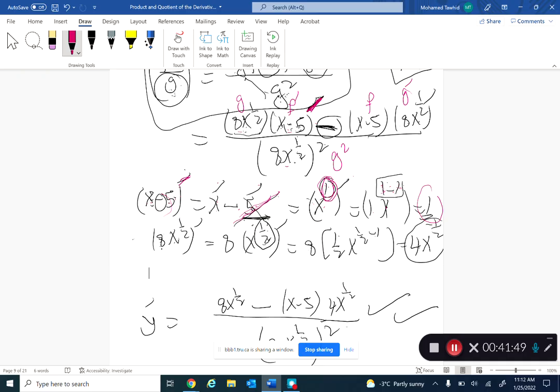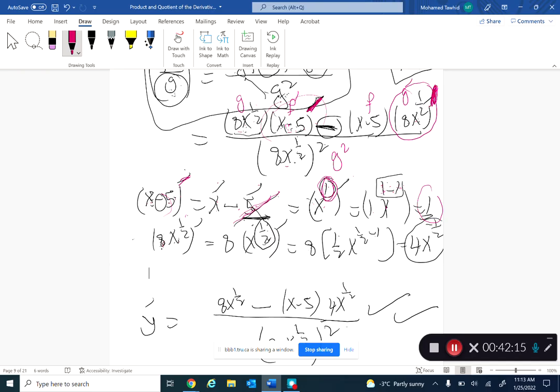Then I go back here, x minus 5 prime, I replace it by 1. So that is 1, multiplied by 8x to the power 1 over 2. That is what you have here. And then I need to get the derivative of 8x to the power 1 over 2. Why do I need that? That is what you need, g prime. This one is called g prime. There is a prime here, right? So I need to get the prime of this.